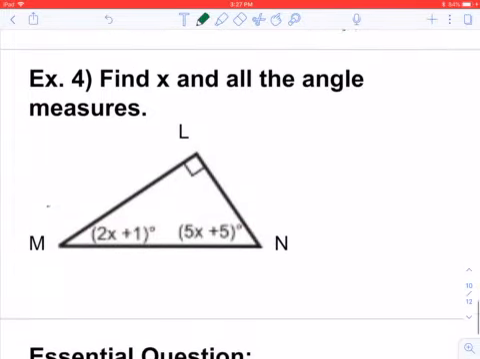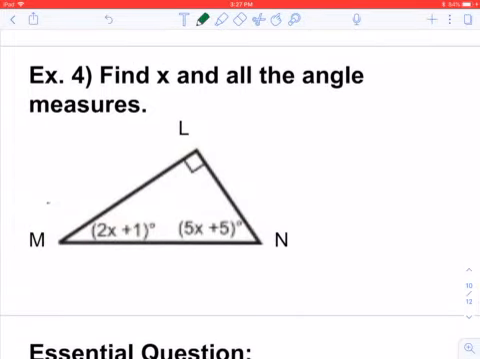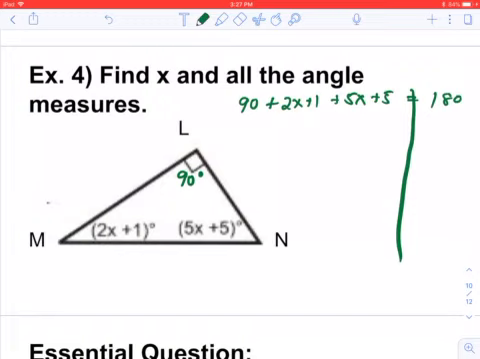Go ahead and try this one, and then you can check back in just a minute. Obviously, this is 90 degrees. Okay, now that you're checking back, we have 90 plus 2x plus 1 plus 5x plus 5, and it all equals 180. Let's combine the like terms. 2x plus 5x makes 7x. 90 plus 1 is 91, plus another 5 is 96. Subtract your 96.